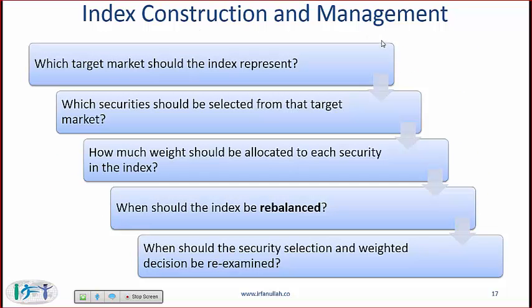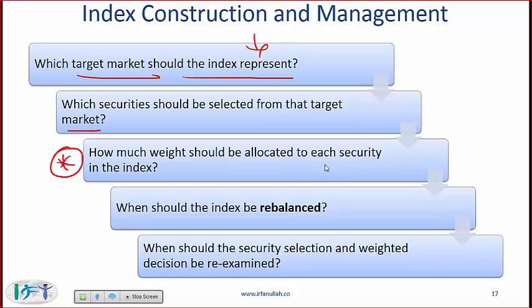Index construction and management. Here is the process that you go through to construct and manage an index. First, identify which target market the index should represent. If your target market is US stocks, then that obviously needs to be addressed right up front. Which securities should be selected from the target market? How much weight should be allocated to each security in the index?